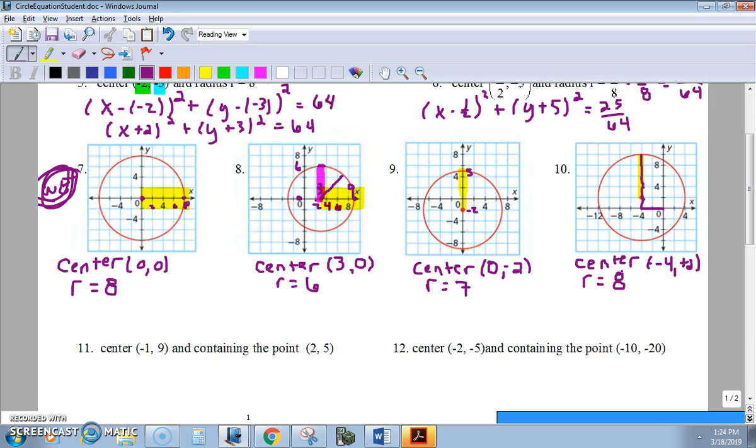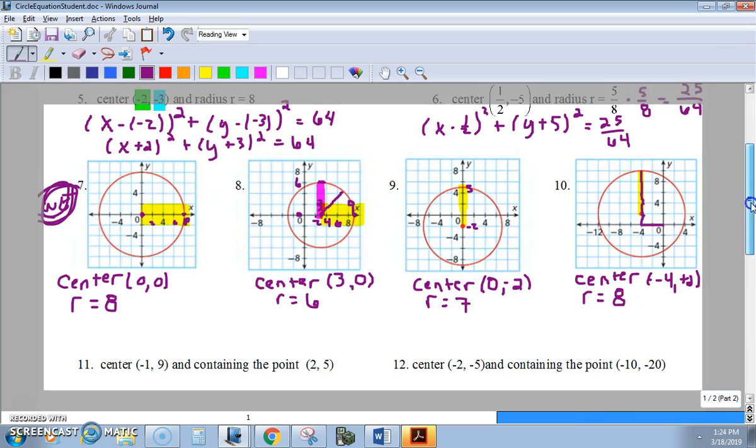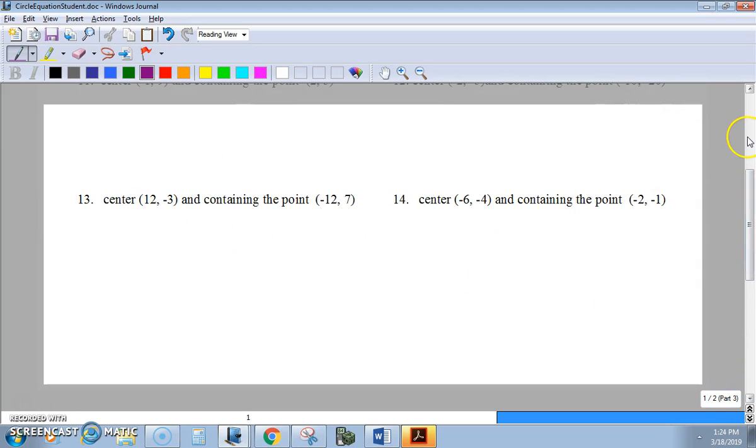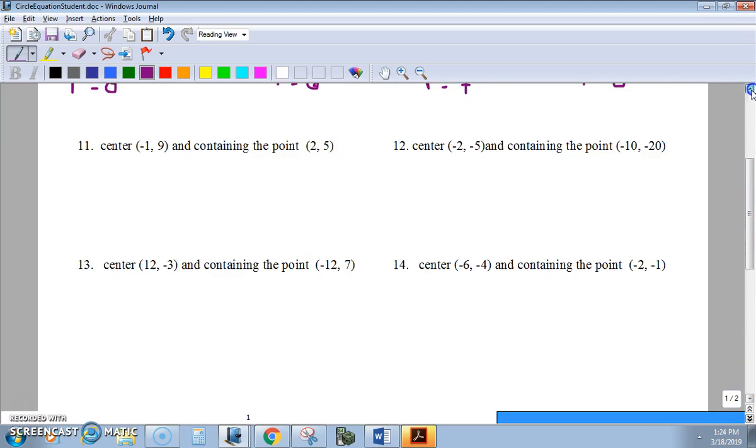Now that you have the center and the radius, please write the equations for those graphs. I'm going to start a new video for the last part because this is a little bit trickier. I want to make sure you get it.